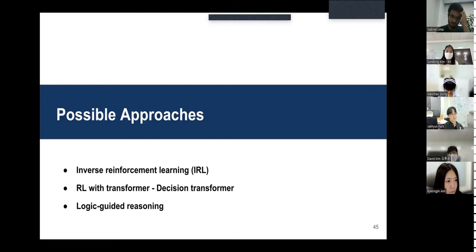So we would like to move to the next part of this presentation. Subin, Prin, and Sheikh will present 3 possible approaches. One is inverse reinforcement learning. The second is RL by applying a transformer, which is called the decision transformer. And the third one: there is a similar problem called Raven's progressive matrices, and one KAIST team presented logic-guided reasoning to solve this problem in a principled way.